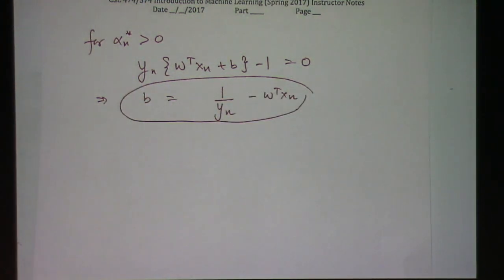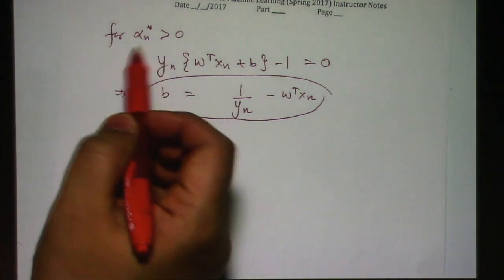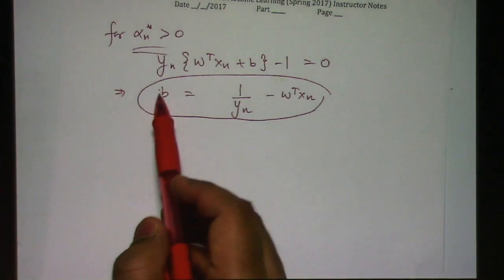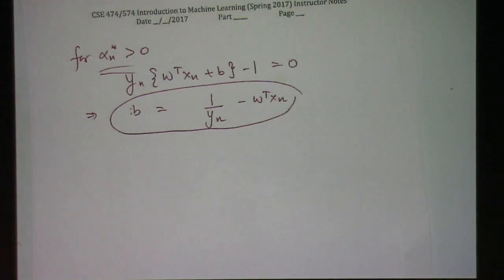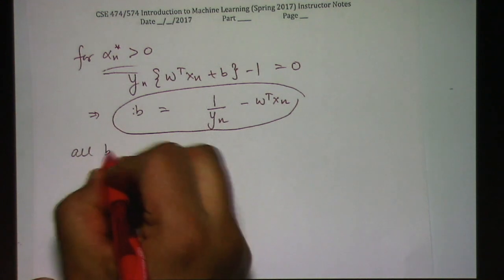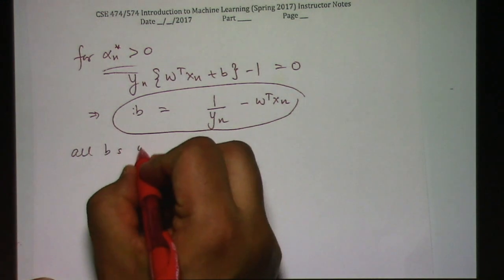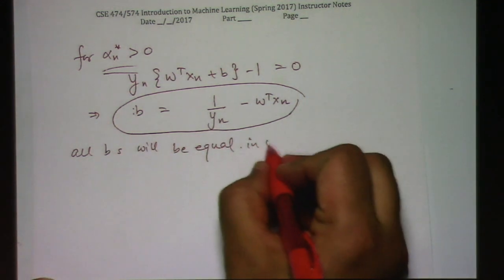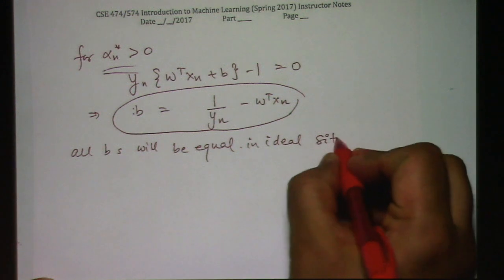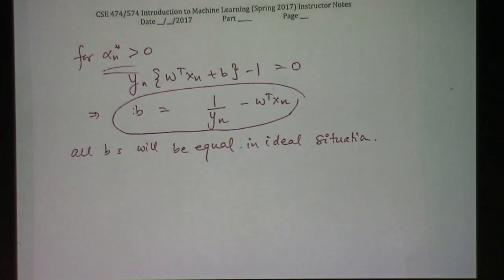But one thing you'll notice is that you can get as many B's as there are support vectors, because you can get one B for every n for which alpha n star is greater than 0. Now, ideally, if you are able to do perfect optimization, all B's will be equal. But of course, we are doing optimization, so there is some convergence issue and you might stop early. So it might not happen that all these B's are exactly the same.